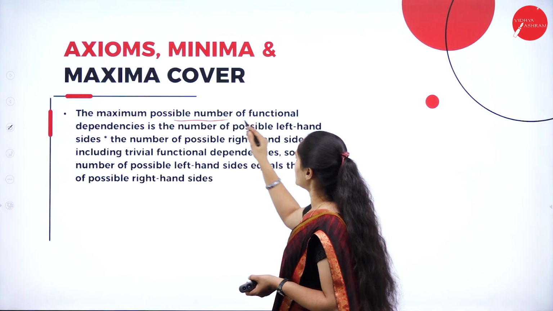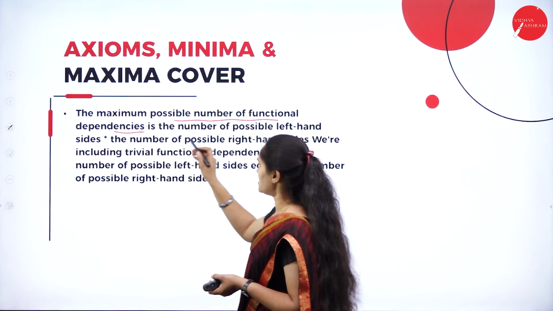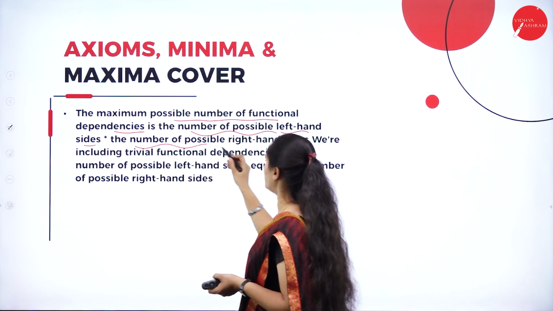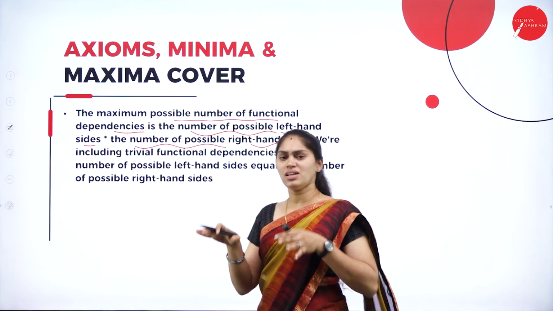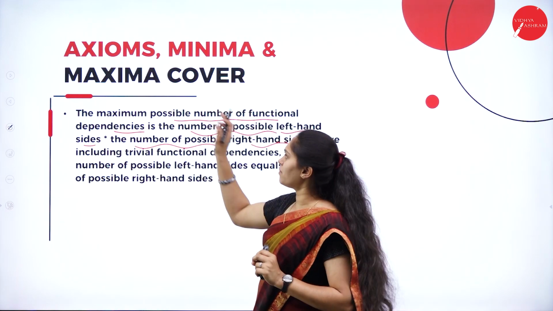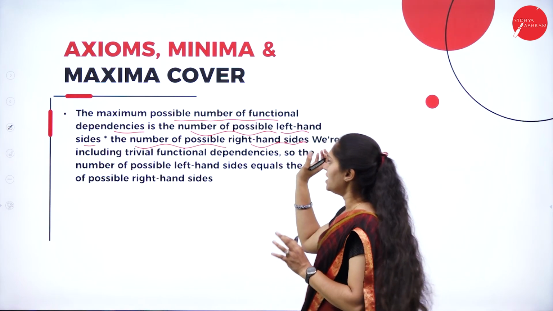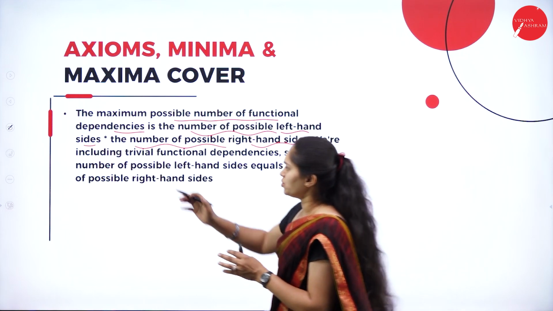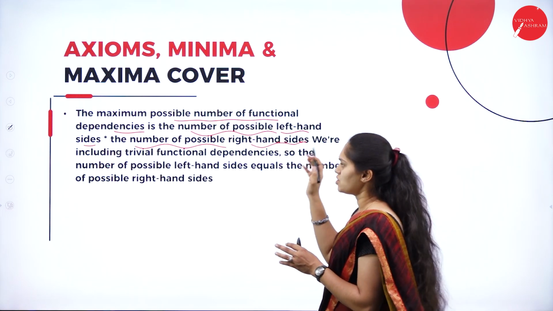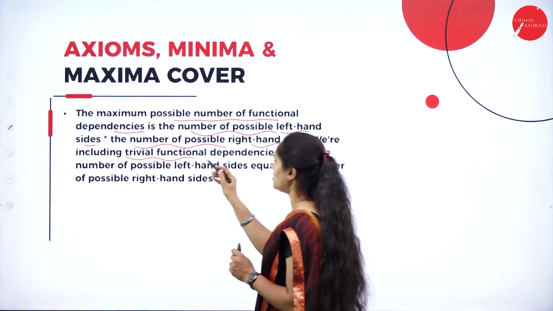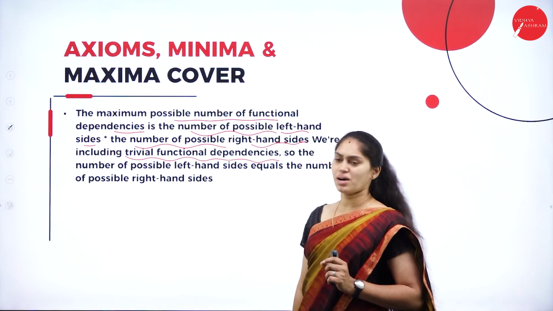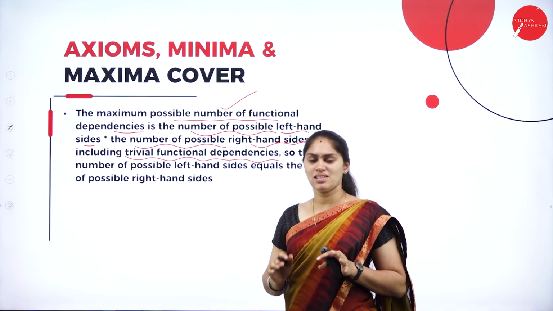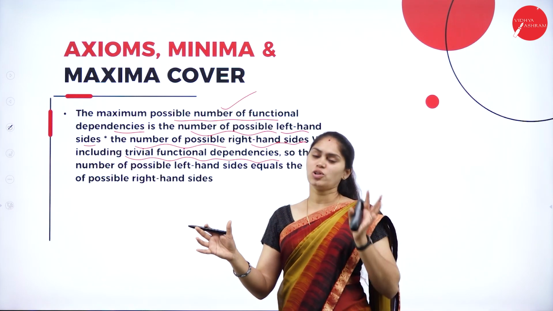Then what about this maximal cover? The maximum possible number of functional dependencies is the number of possible left hand sides times the number of possible right hand sides. So we are including trivial functional dependencies in the maximal cover. This specifies the possible number of functional dependencies from left hand side to right hand side.